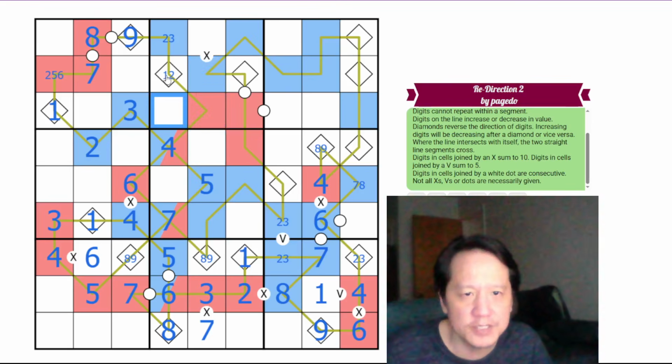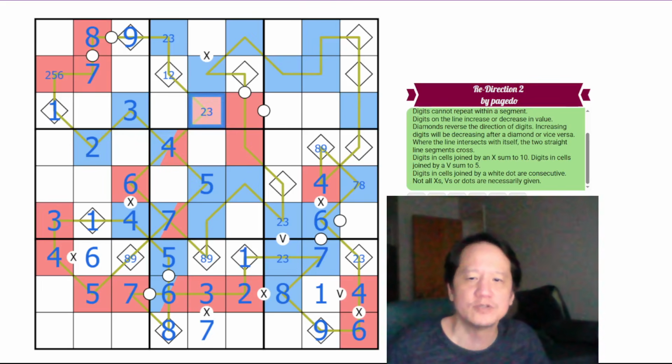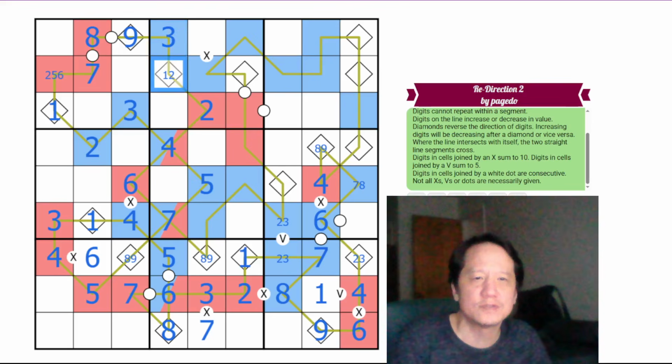This is increasing now. This is greater than 1. So it's 2 or 3 here. Cannot be 3. It's less than 4. So this must be 2. So we have 2 here. This is 3. That's 1.